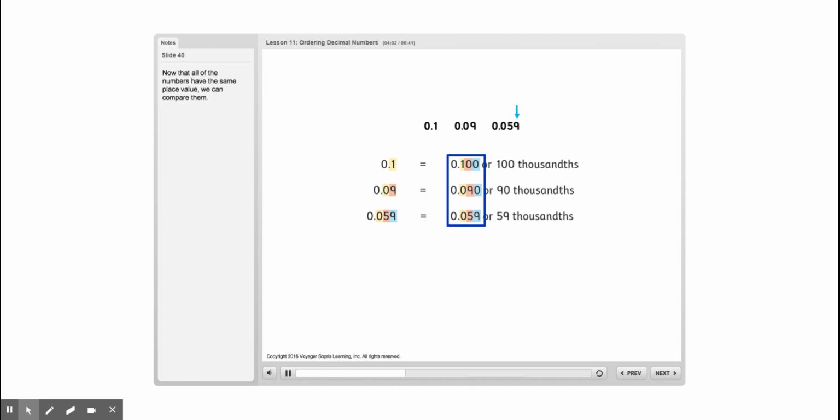Now that all of the numbers have the same place value, we can compare them. 59/1000ths is less than 9/100ths. 9/100ths is less than 1/10. Now the numbers are in the correct order.